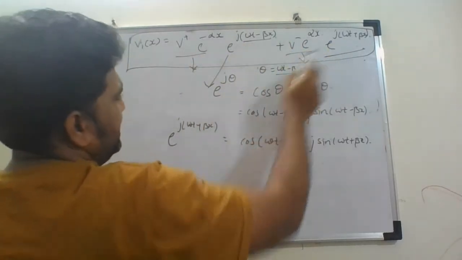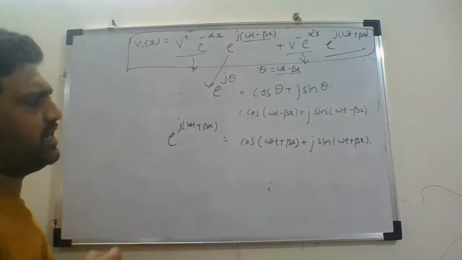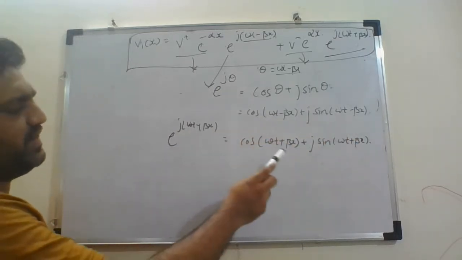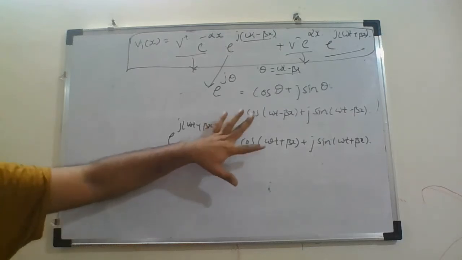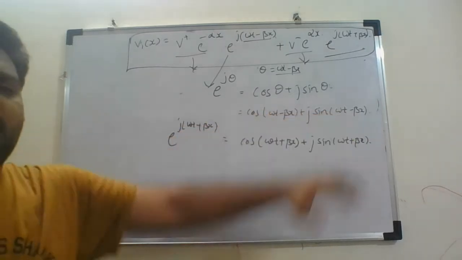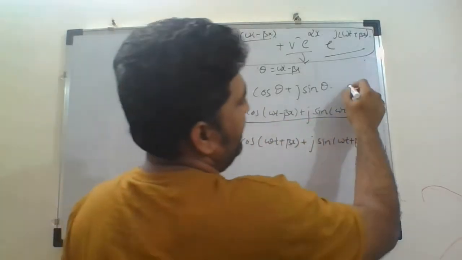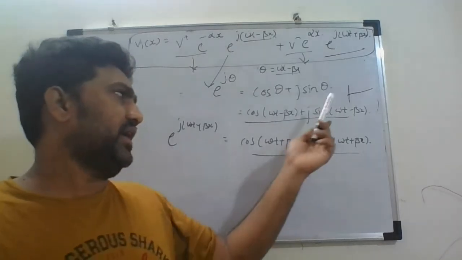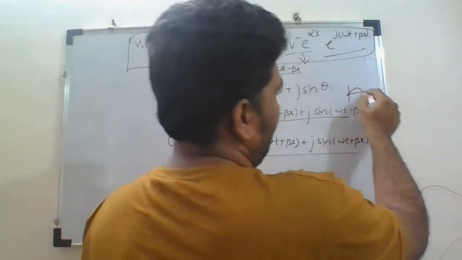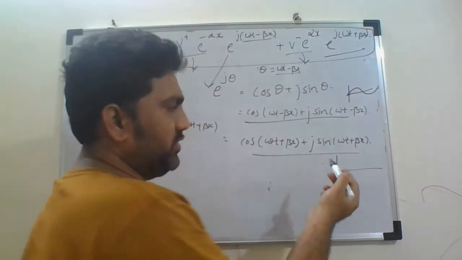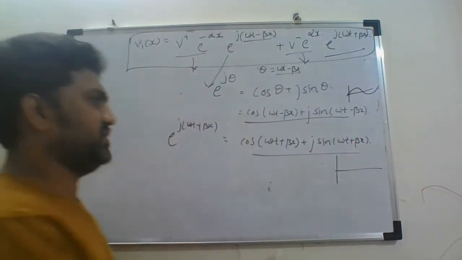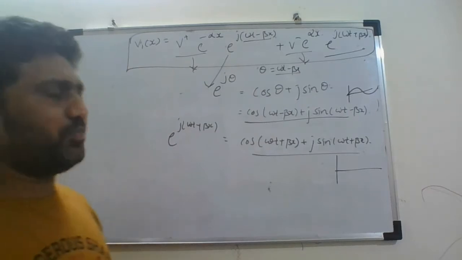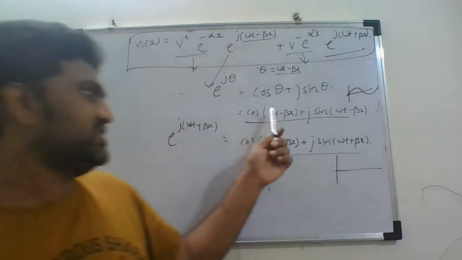If you observe this part, e power j (omega t minus beta x), we can write it as e power j theta, and e power j (omega t plus beta x) is like this. Both of these are functions of cos and sine. So this will give us a sinusoidal variation, and this is also going to give us a sinusoidal variation. So this is a sinusoidal wave, and the resultant of this also will be a sinusoidal wave, with an exponential nature.